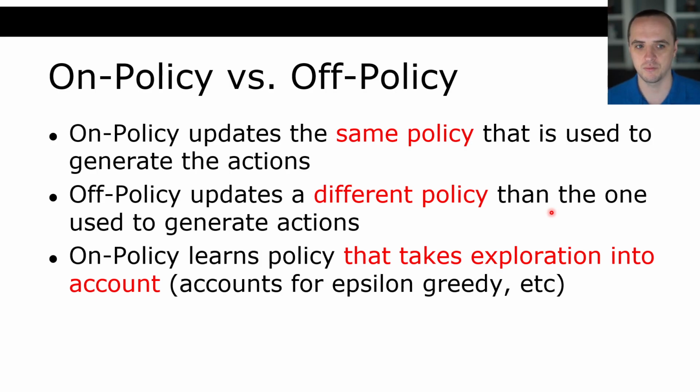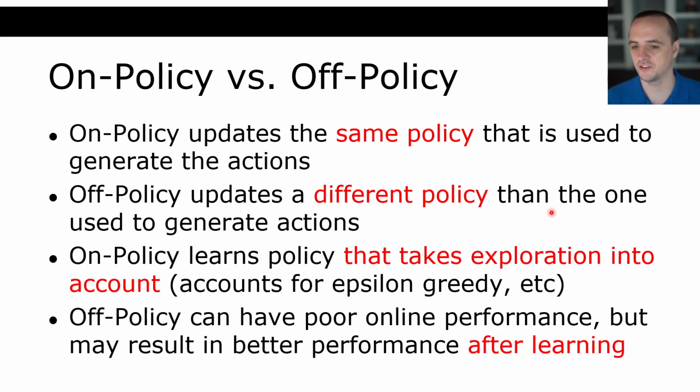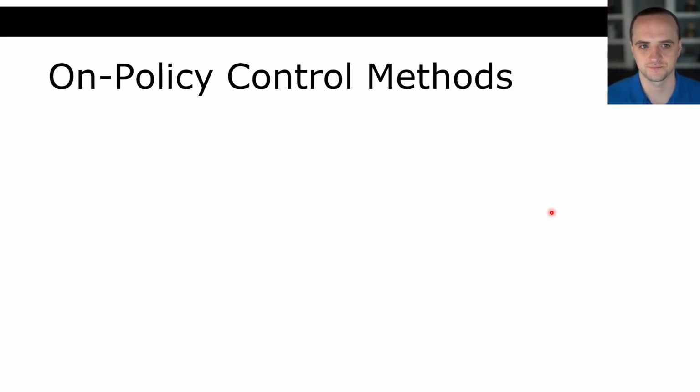Okay, that's very important. Off-policy learning may not take your exploration into account. And so it could have poor online performance, but it may result in better performance after the learning. So we'll see what that means a bit in a second.